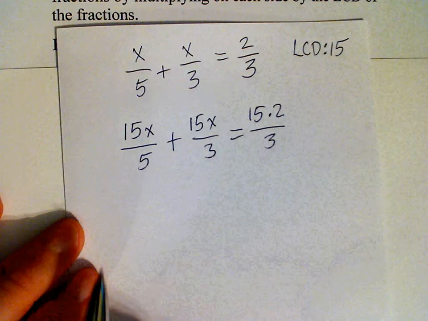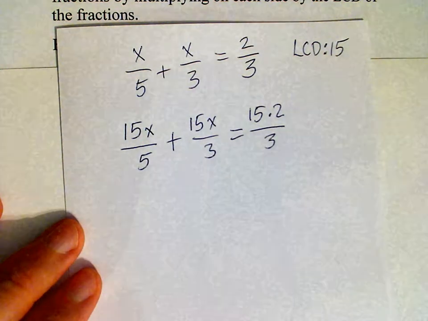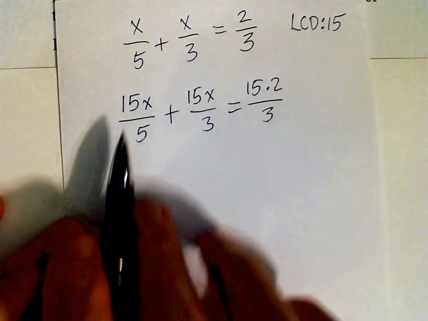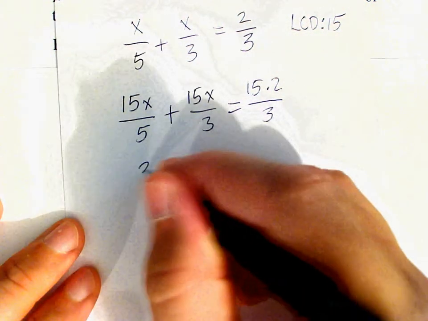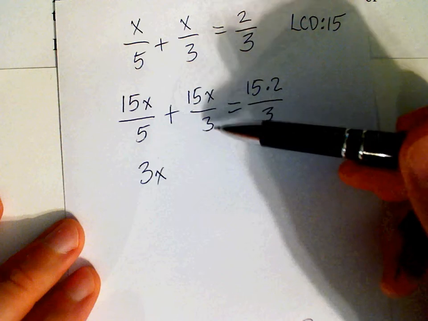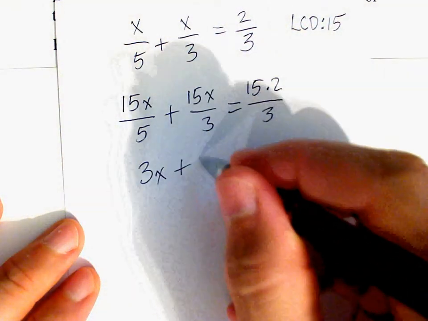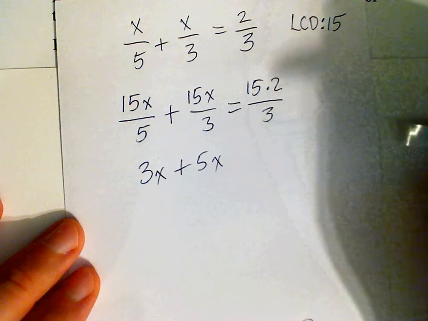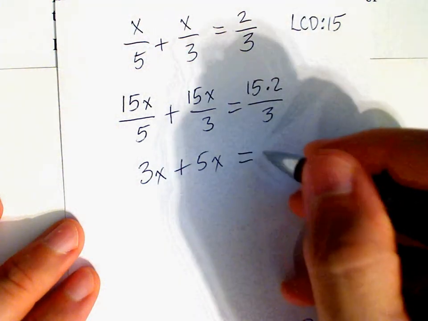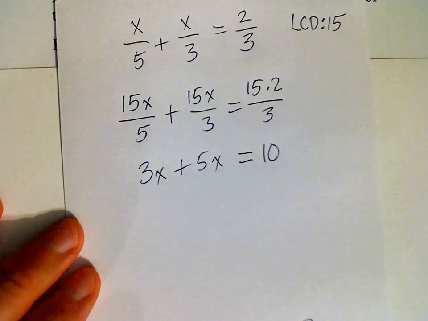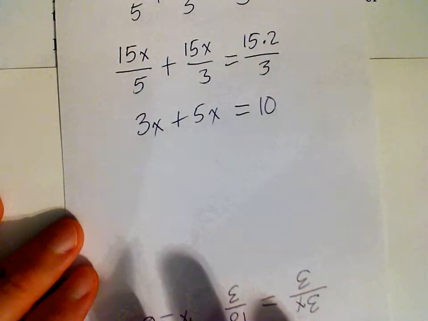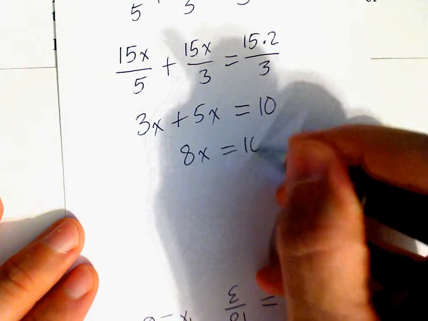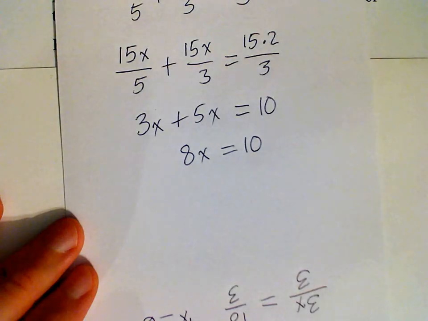Why does this help? Well, now these fractions will all simplify to where we don't have fractions anymore, because 15 divided by 5 is 3, so that leaves us 3x here. 15 divided by 3 is 5, so that leaves us 5x here. And 15 divided by 3 is 5. 5 times 2 is 10. Okay, so that gives us 3x plus 5x equals 10, or 8x is equal to 10.